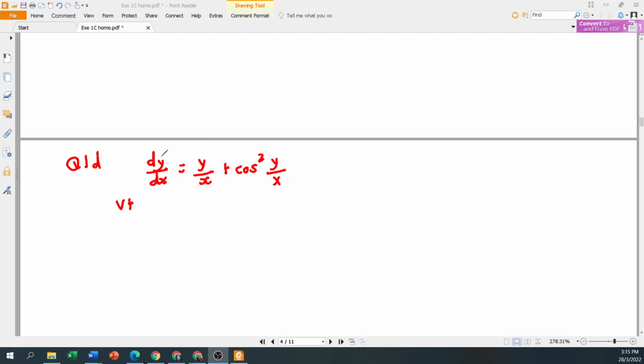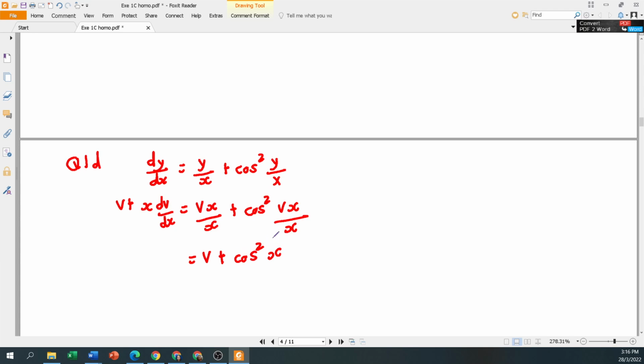Okay, so for equation 1d, dy/dx equals y over x plus cos squared of y over x. So dy/dx is v plus x dv/dx, since y is vx divided by x. So y is replaced by vx. Okay, the right hand side you simplify: v plus cos squared v. So v plus x dv/dx.